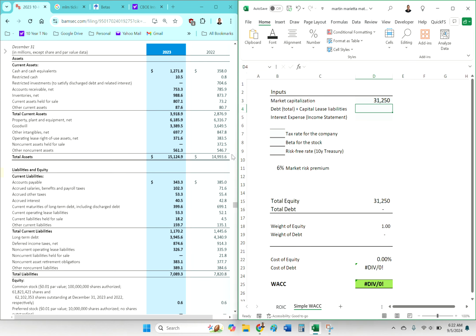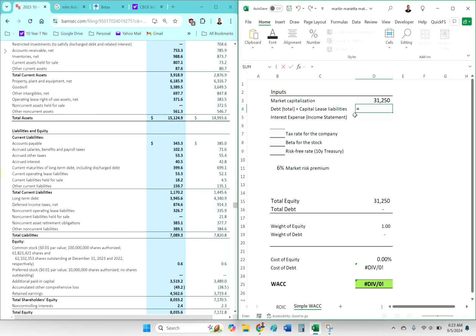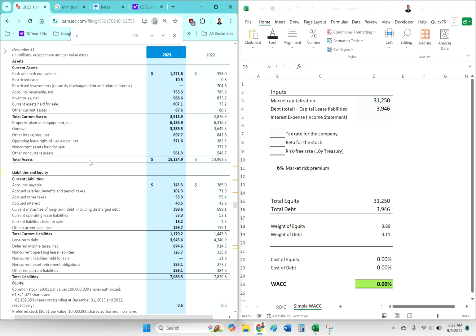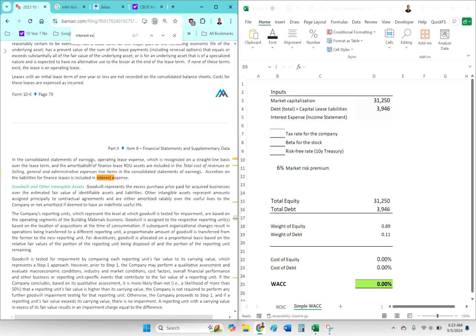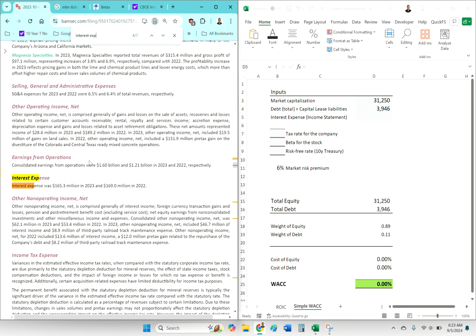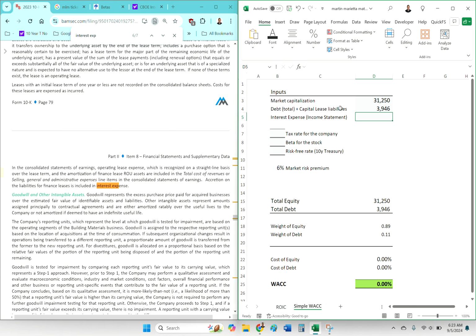A couple things to keep in mind. We're going to do the debt. Capital lease liabilities, another way to say that is finance lease. The difference being, with an operating lease liability, you are basically renting. You're not taking ownership of the asset at the end of the time period, whereas with a finance lease, that is what you're doing. And so for the WACC, as we calculate it, we include capital lease liabilities.